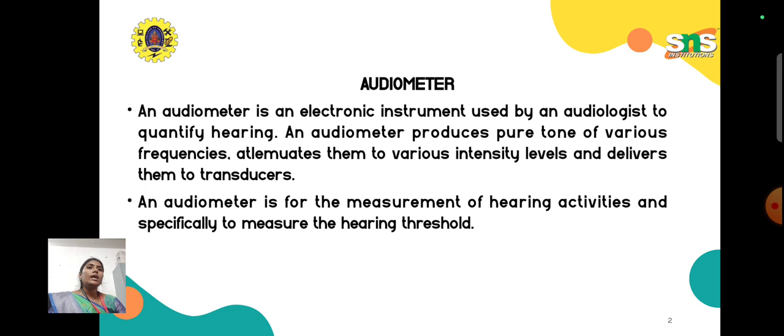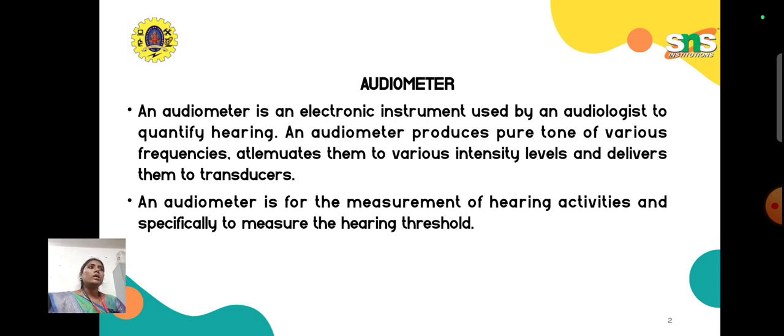So for the testing, we have a device, that is the audiometer. This is usually performed by audiologists, who specialize in this particular device and give suggestions and prescriptions and so on. The main purpose is to measure hearing activity, and specifically the hearing threshold. Not only identifying the problem, this audiometer also helps to assess what kind of hearing aids we can go with.